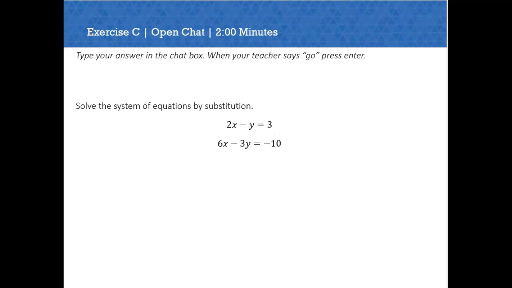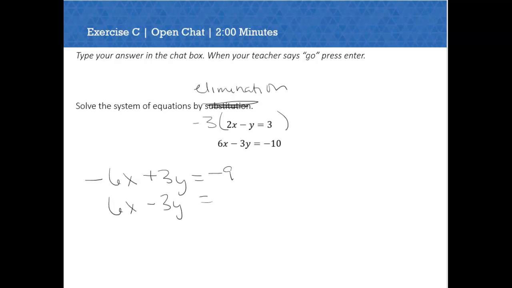All right, so this one tells us to solve by substitution. So we talked about before, that means we want to get one of these to say x equals or y equals. I'm not really worried about using substitution. I would prefer to use elimination when it's set up this way. So I'm going to multiply the top by negative 3. When I go by negative 3, I get negative 6x plus 3y equals negative 9. And I did that so the x's would cancel out.